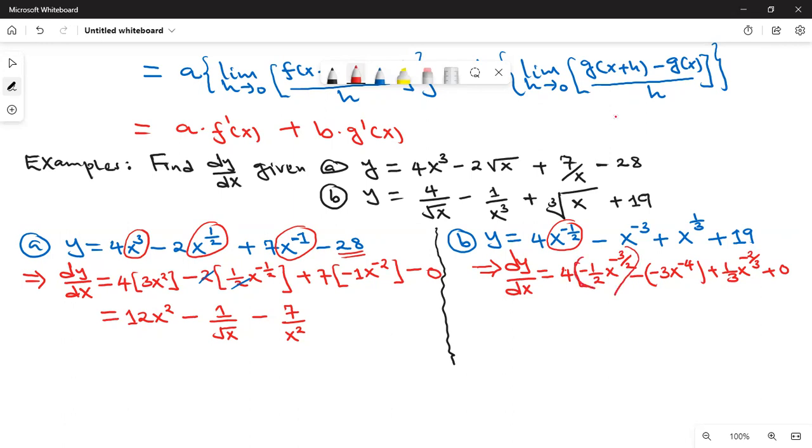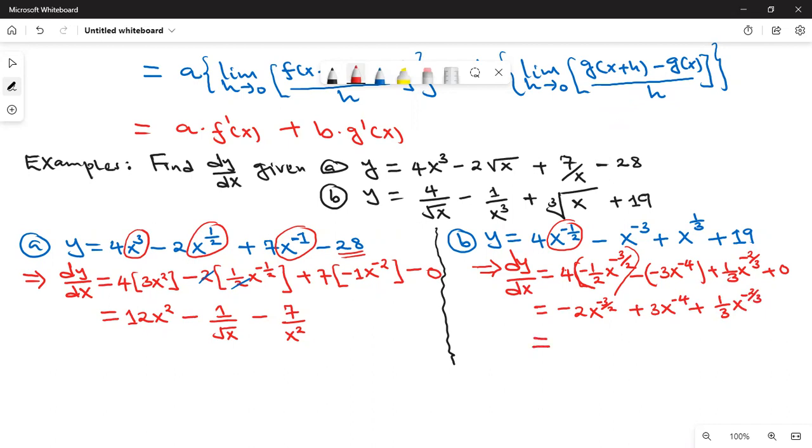Very important. So that if I open the bracket, I'm going to get negative 2 x raised to negative 3 over 2. Then here we now have plus 3 times x raised to negative 4. Then here we have plus 1 over 3 times x raised to negative 2 over 3. And this you can also write another way, or just leave it as that one.